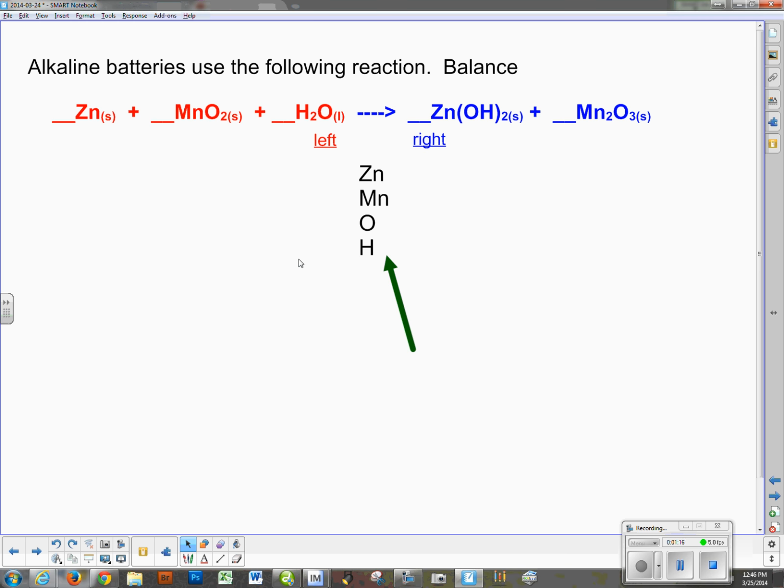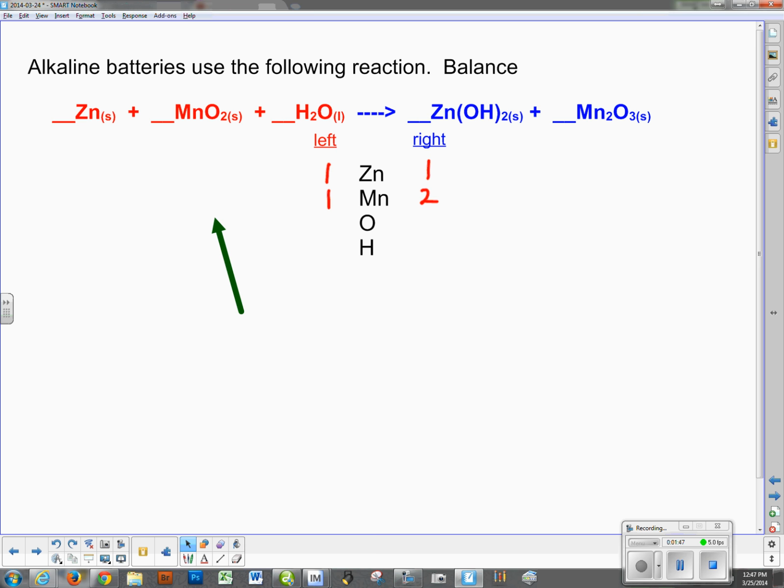So let's go ahead and look at zinc. On the left side, you'll see that you only have one zinc atom. On the right side, you also have one zinc atom. Your manganese on the left is only one. The manganese on the right is a 2 because you have that subscript in there. And so we have 2 on the right. Now, when we get to oxygen, we have to be a little careful because we have oxygen in 2 places.